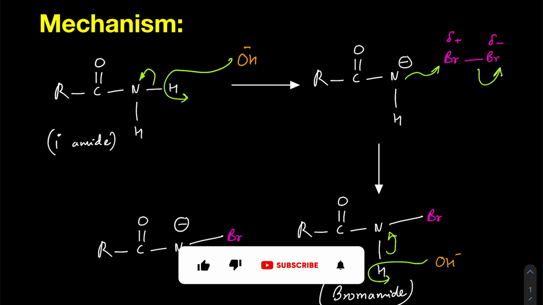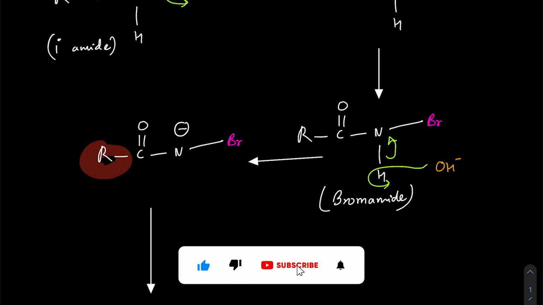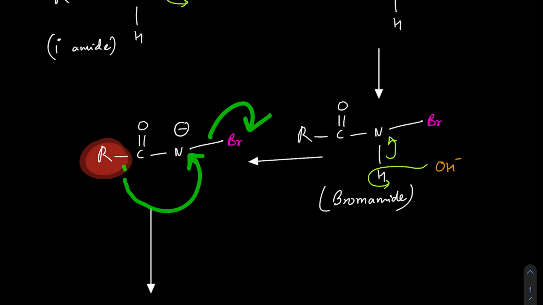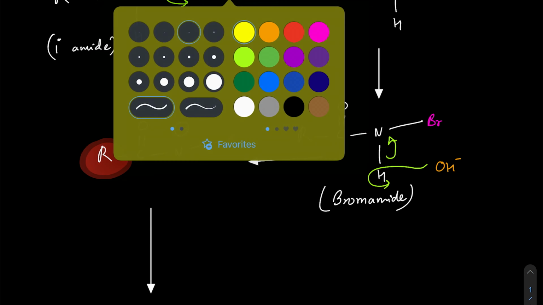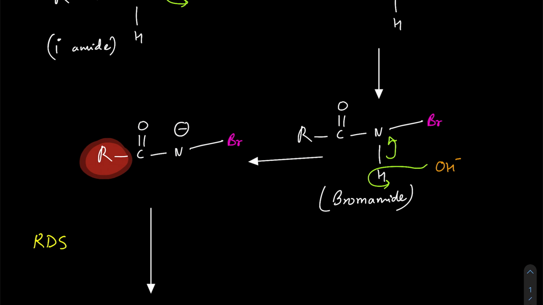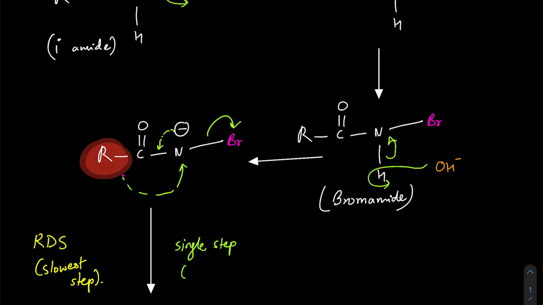The next step is the rate determining step, where this alkyl group completely shifts over to this nitrogen, pushing out this bromine. This is a single step reaction and the most important and the slowest step. We call it the rate determining step or the slowest step. Now this entire R is going to migrate over to this nitrogen, pushing out the bromine group, which is a good leaving group, and this lone pair is going to come over here. So this entire thing happens in a single step. It is also known as a concerted step.